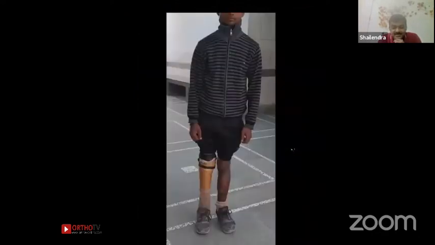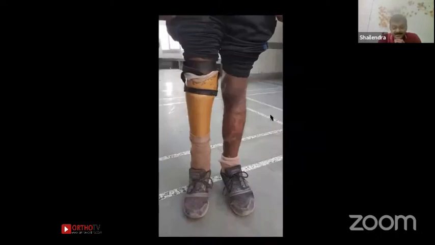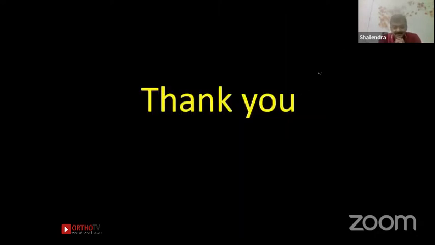This is complete union. AP and lateral view, well aligned. This is the clinical photograph. He is fully weight bearing on the other leg as well. This is a good result for Ilizarov. He is working very well. Thank you.